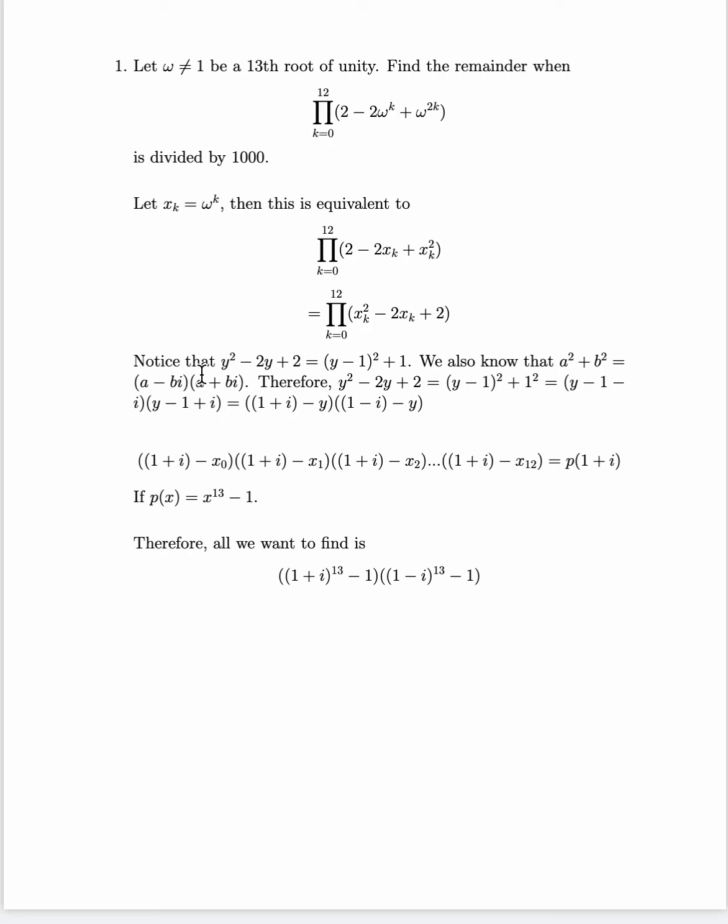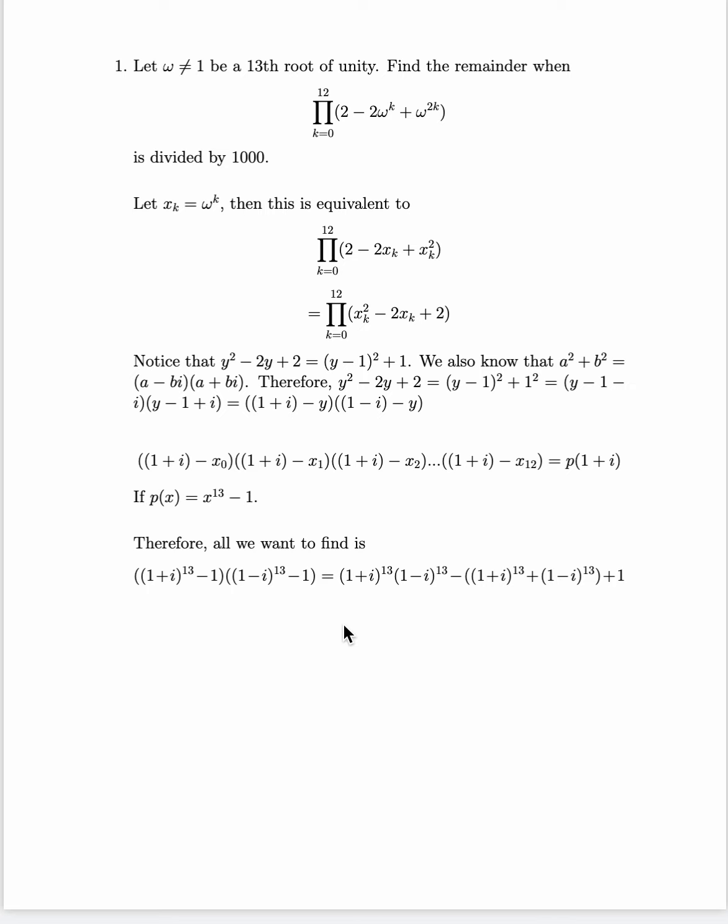Well, we can expand this like a binomial, which we get (1 plus i) to the 13th times (1 minus i) to the 13th. Then we minus (1 plus i) to the 13th. I guess I need to make larger parentheses. So basically we have these two terms multiplied together, and then we minus both of these, and then we plus the 1 at the end.